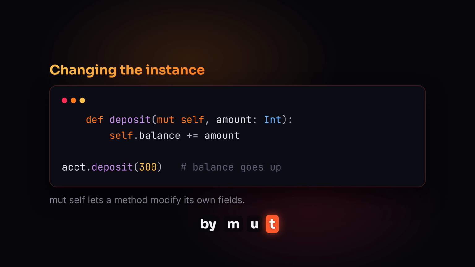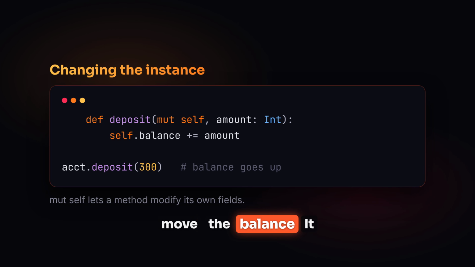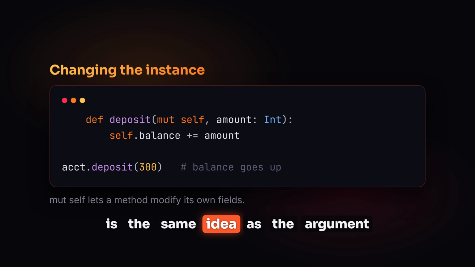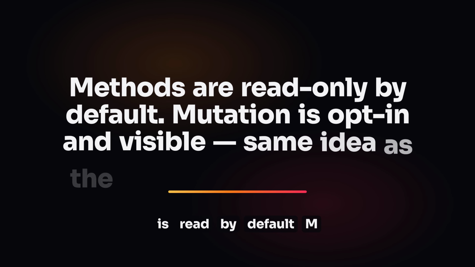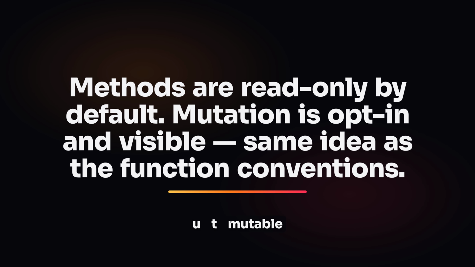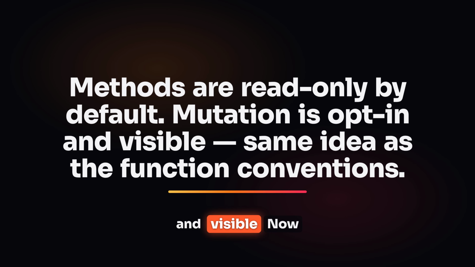So if you want to let it modify the instance itself, you have to mark the receiver as mutable self. Now deposit can actually move the balance. It is the same idea as the argument convention from the last time. It is read by default, mut when you mean to change it. So mutation is always opt-in and visible.